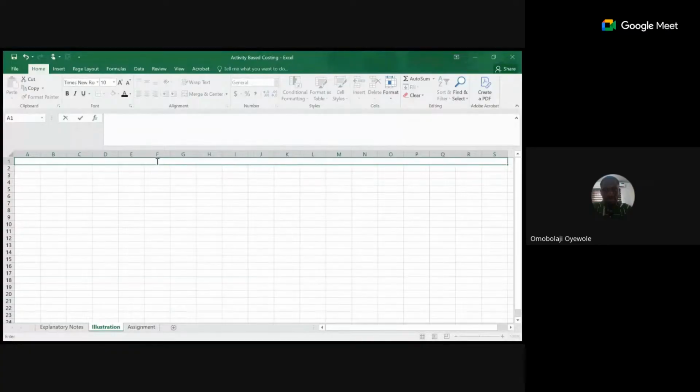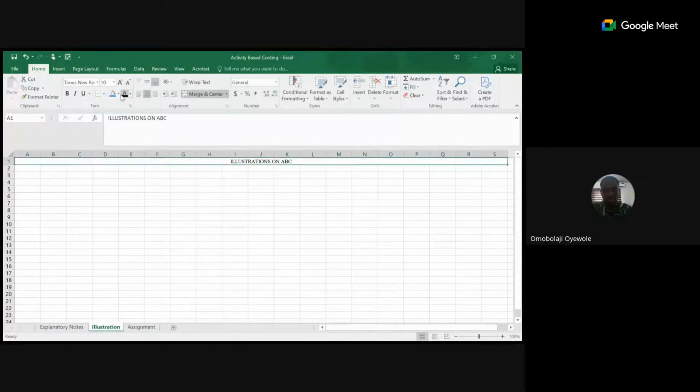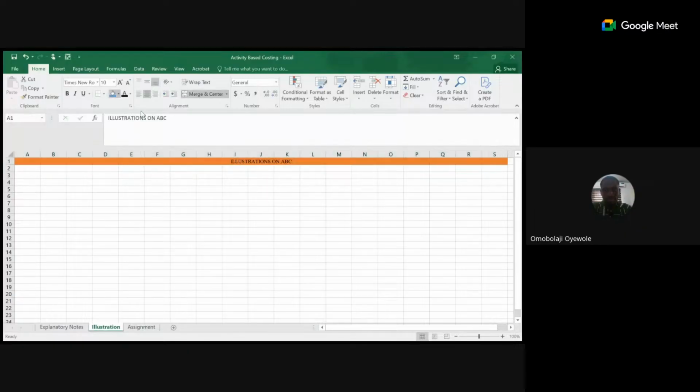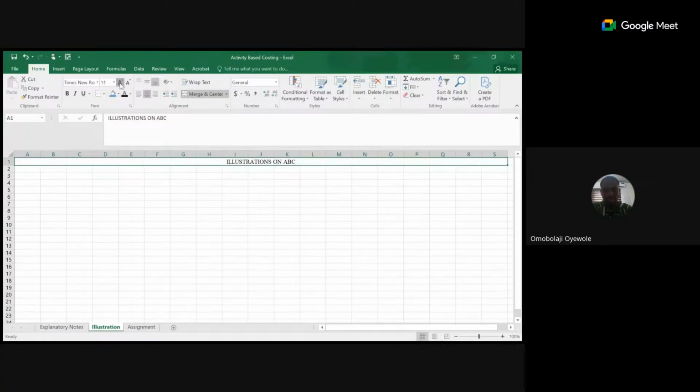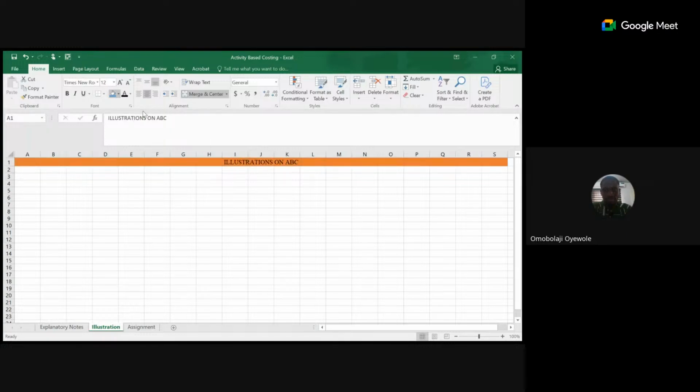Illustration in ABC. Now, those illustrations are all extracted from the ICANN pack. So we are going to be solving all of them. So let's check the illustration.